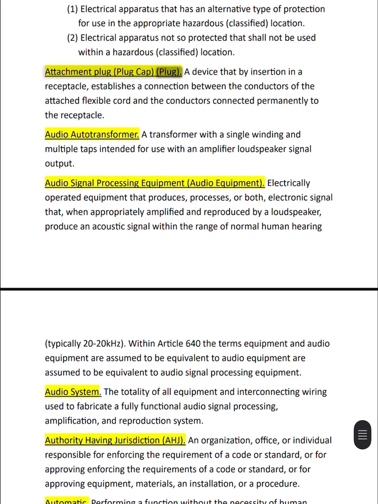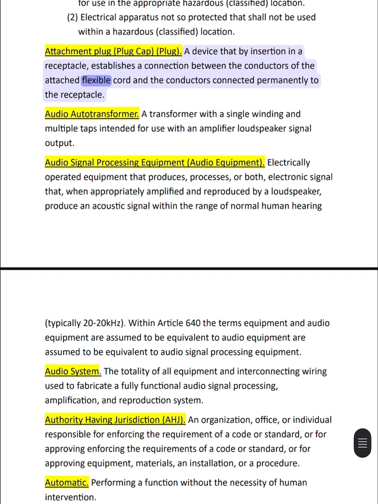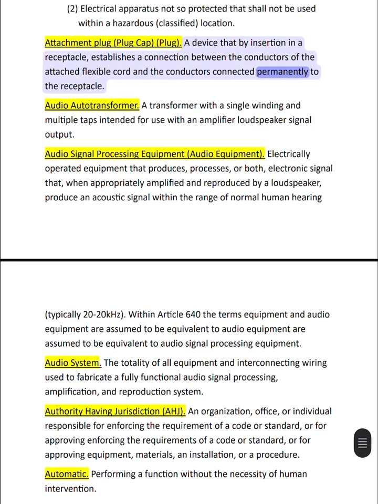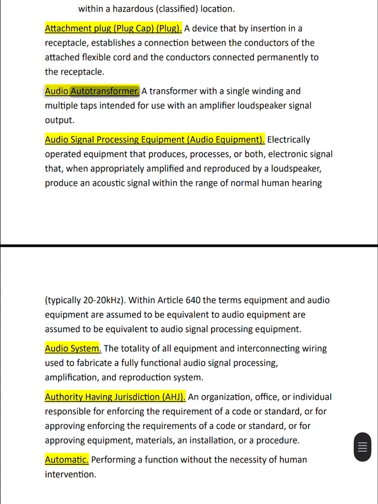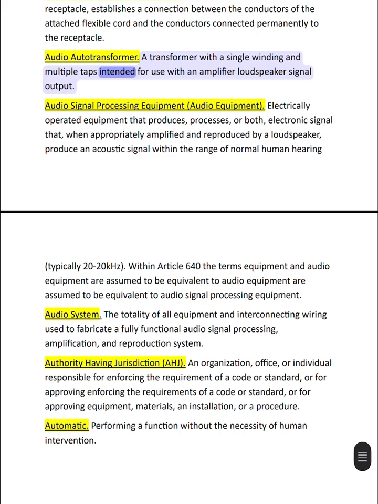Attachment plug, plug, cap: a device that by insertion in a receptacle establishes a connection between the conductors of the attached flexible cord and the conductors connected permanently to the receptacle. Audio autotransformer: a transformer with a single winding and multiple taps intended for use with an amplifier loudspeaker's signal output.